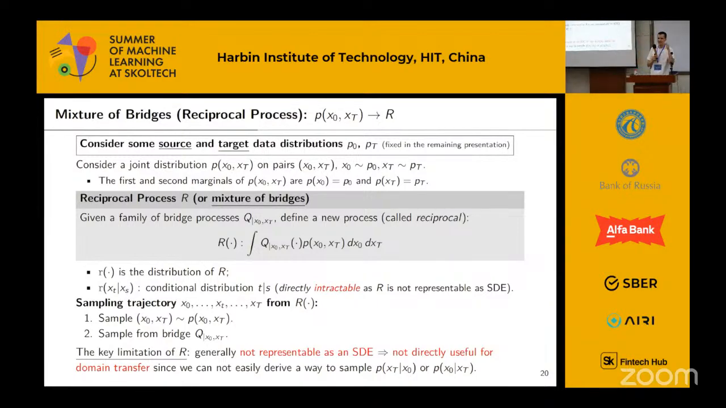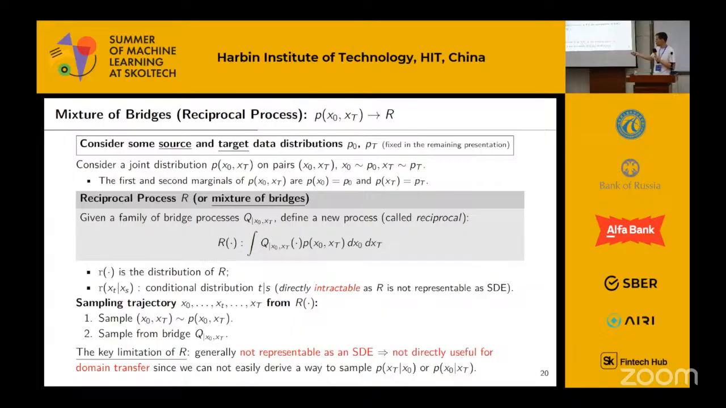Yes, but then we somehow construct a stochastic differential equation based on this process. So this process is not useful for generative modeling at all, because in general it is not a stochastic differential equation process. It's not a Markovian process which can be represented as a stochastic differential equation, because of this non-trivial form. Like, to sample it, we need to know both start and end points.